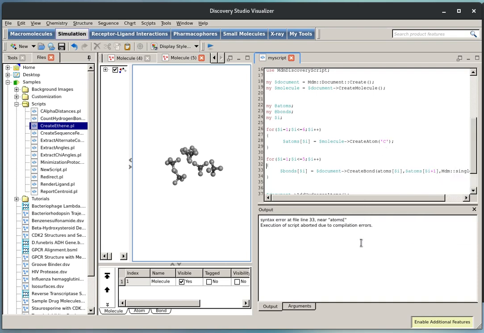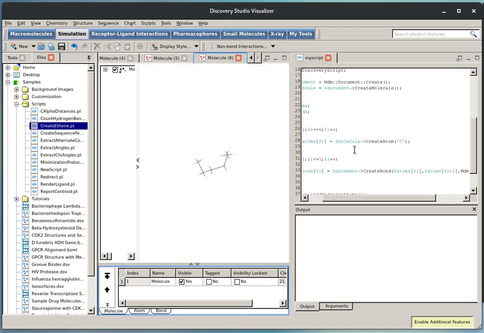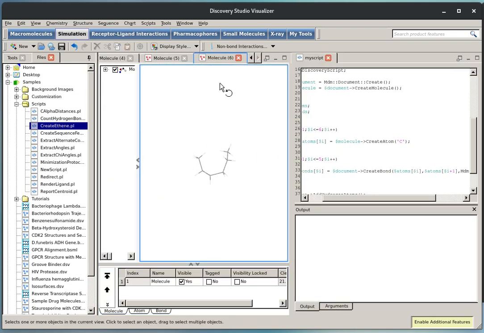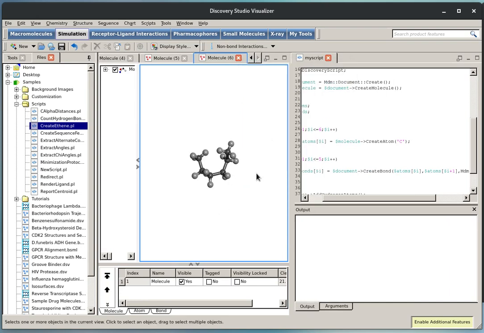Hang on, there is an error in the script. Line 33 near atoms. See, between atoms. Just be very careful that there is a $ sign in front of that atoms, or else it's not going to work. And then we have a hexane molecule created. So let's go and see.